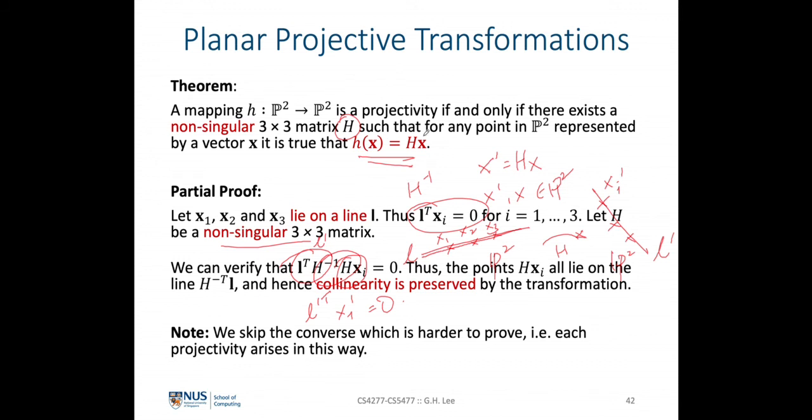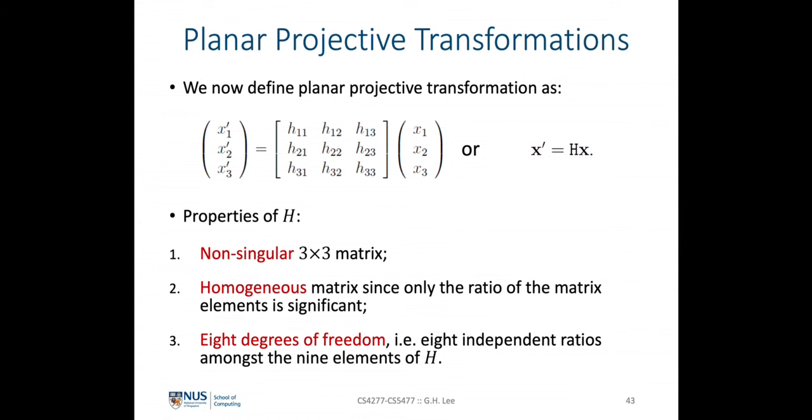So what we want H to follow would be this. We want to find an H such that it's capable of mapping P2 space to P2 space where the collinearity is preserved, and it's a linear mapping which is invertible. Following the rules that we have laid out earlier for the projective transformation H, we now define the planar projective transformation in this matrix form.